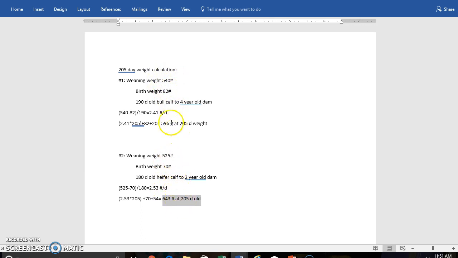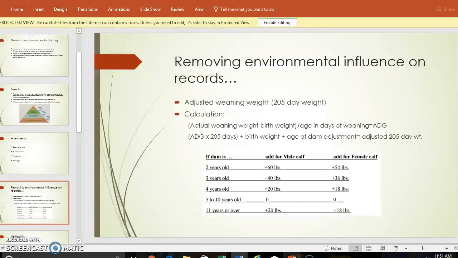So actually, if you're going to pick between those two, if you're looking at the ability of the dam to raise a calf, this dam is actually going to be superior to this one, okay. I will ask you to do one of those calculations on the quiz, so work through a couple more examples, and I'll probably have a couple on our lab assignment for this section.